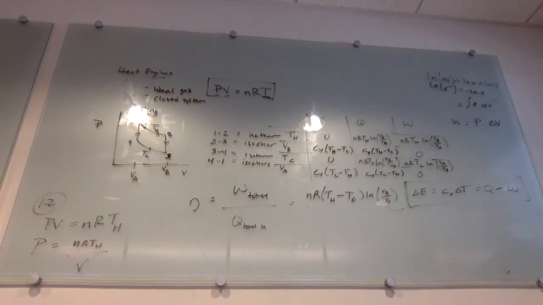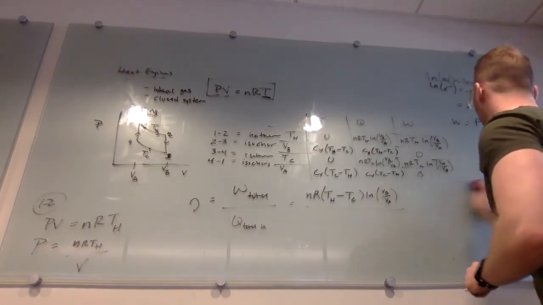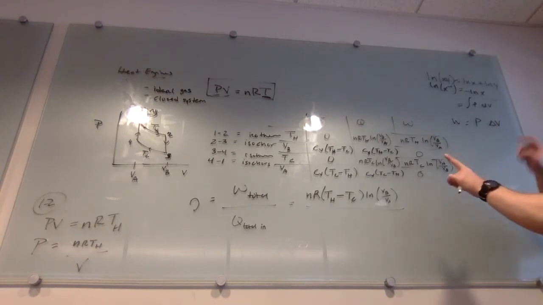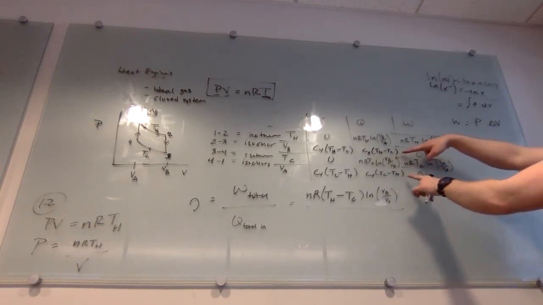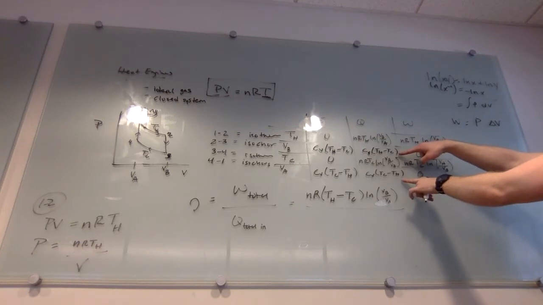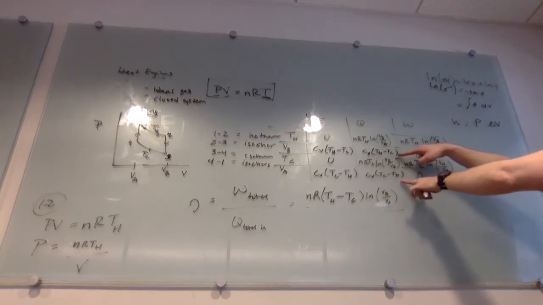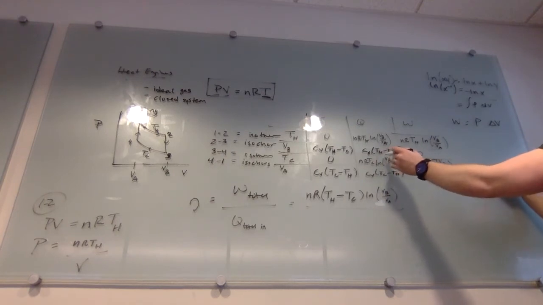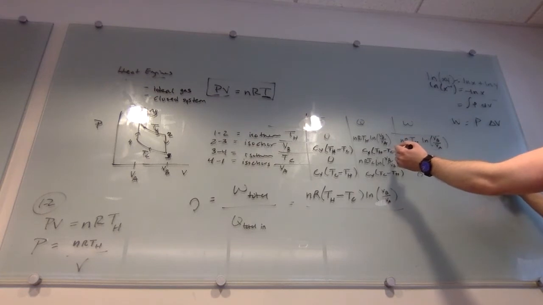Now, what's the total Q in? Well, where did the heat go in? Actually, let's do one thing real quick. These two, as you can see, are going to cancel each other out. They're exactly minus each other, right? So this is the heat absorbed during 2 to 3.